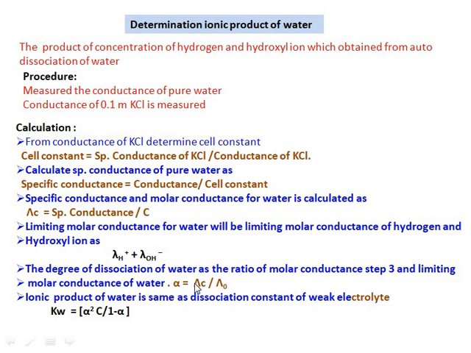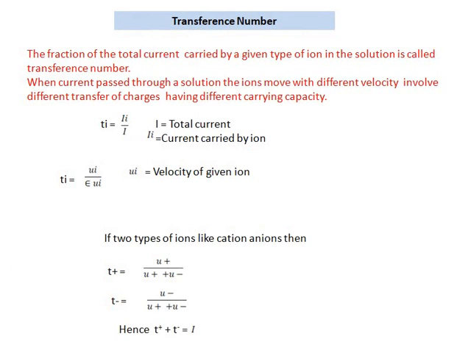From this degree of dissociation we can calculate the ionic product of water as Kw equal to alpha square into C by 1 minus alpha. With these calculations we can determine the ionic product of water. Next, we are going to discuss the transference number.